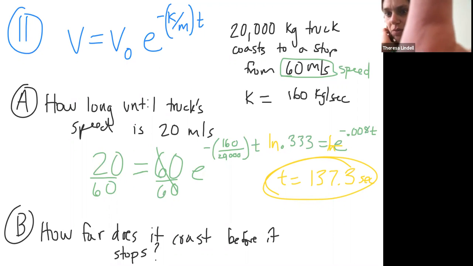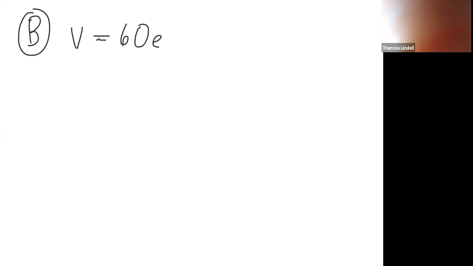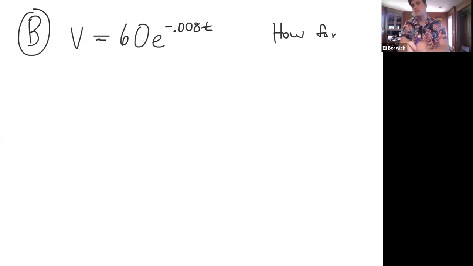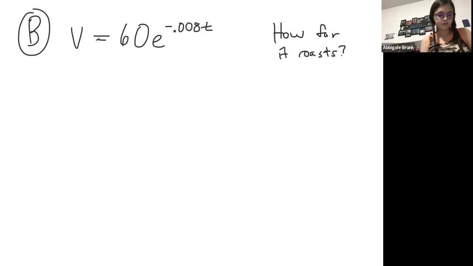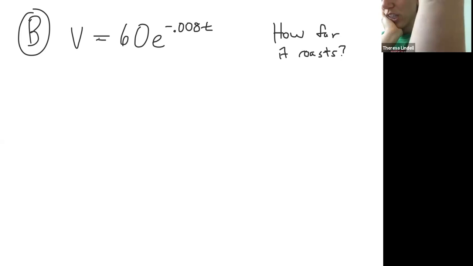How long does it coast before it stops? So I'm gonna go ahead and just go to a new page and copy the equation that we had, which is V equals 60 e to the negative 0.008 t. I'm gonna leave it like that so that we don't have to deal with those ugly fractions. So we want to figure out how far it coasts. But if you notice, doesn't our equation only have to do with velocity? So how do we get to how far it coasts?